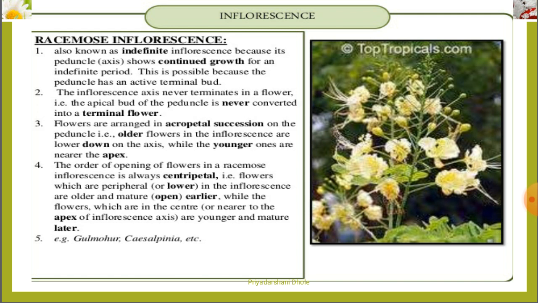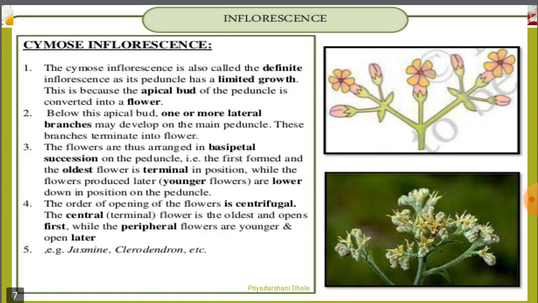This is the first type of inflorescence, racemose inflorescence. The next type is cymose inflorescence. The cymose inflorescence is also called a definite inflorescence because it has limited growth, because the apical bud of the peduncle is converted into the flower. The top bud opens first and develops into the flower, and its growth stops. Below the apical bud, one or more lateral branches may develop on the main peduncle, and these branches terminate into flowers.